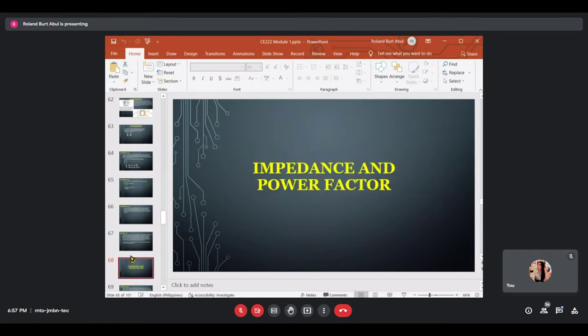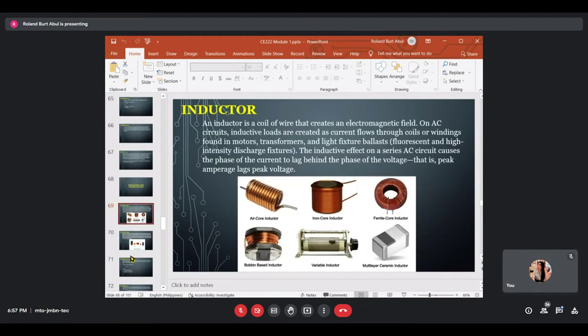Aside sa electrical generator, naa pod tayo natawag na DC to DC converter. But same, dili kayo siya ka-efficient. So, a DC to DC converter can be used to increase the DC voltage or decrease the DC voltage.